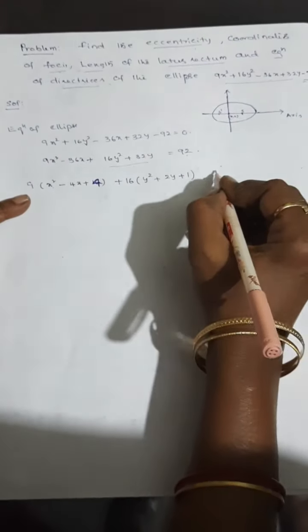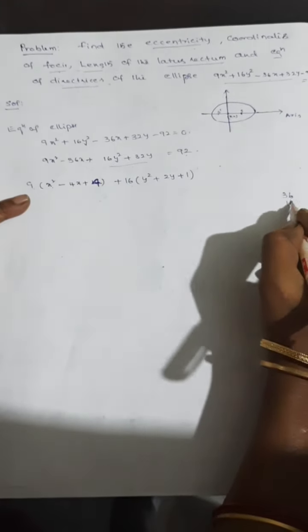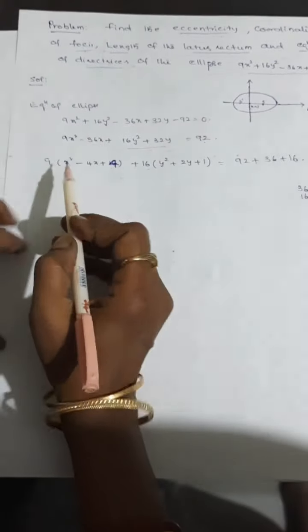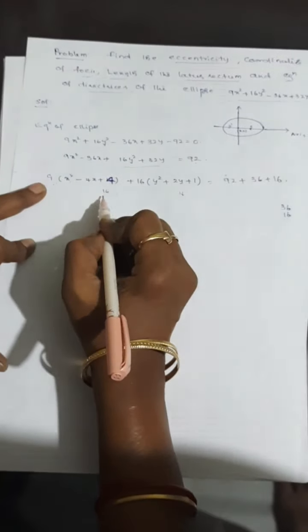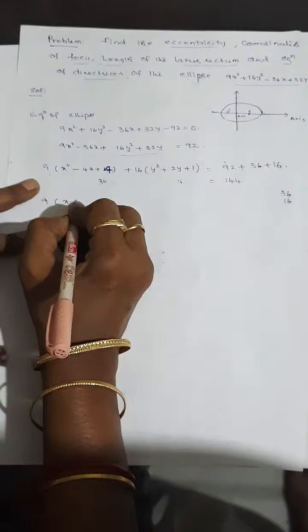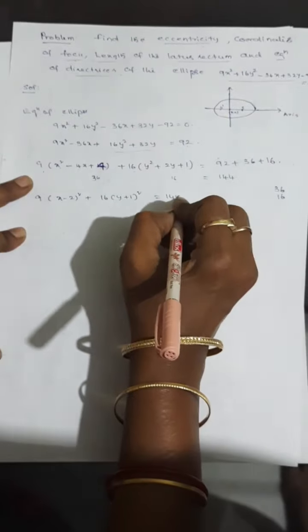So, here 9 fours are 36 and 16 ones are 16. This term can be added on this side. So 92 plus 36 plus 16, because 9 fours are 36 and 16 ones are 16. So this term on the right side also we added. So this can be written as 144. Therefore 9 into (x minus 2) whole square plus 16 into (y plus 1) whole square is equal to 144.